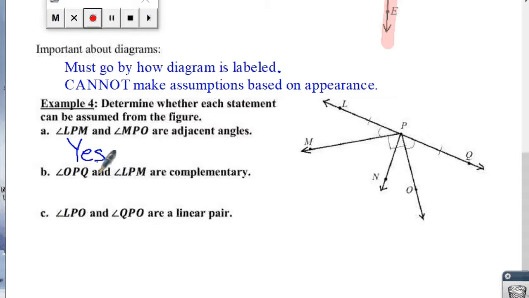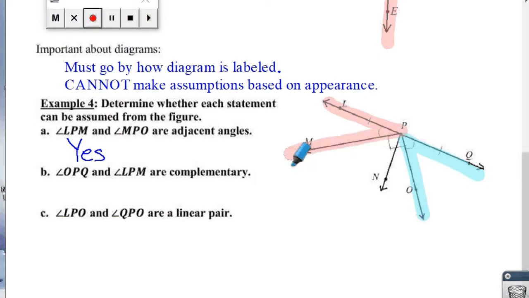Okay, next up, they want to know if we can say that OPQ and LPM are complementary angles. Well, let's highlight those and focus on them. So here's OPQ, and here's LPM.